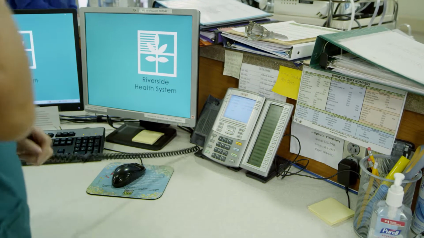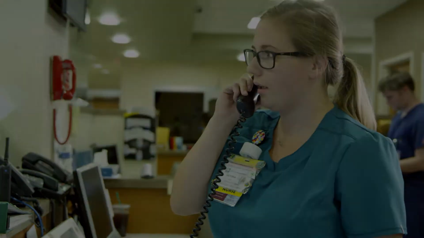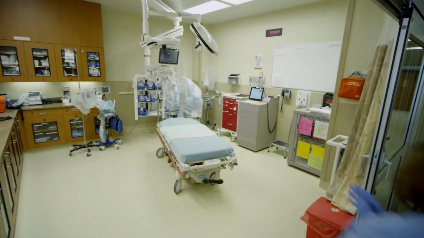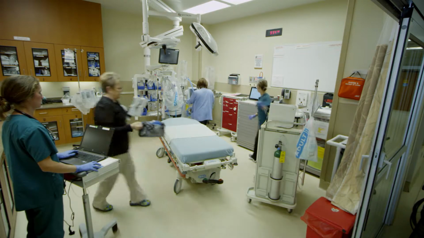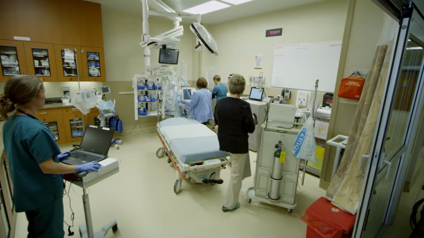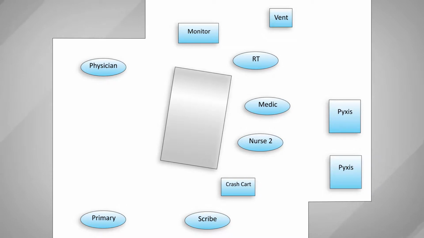This is Victoria Doctors Hospital. We have a critical alert coming to Trauma 1 in the ER. It's important to have a process by which we set the room, having a set place for imaging, lab, primary nurse, secondary nurse, medic, and physician.